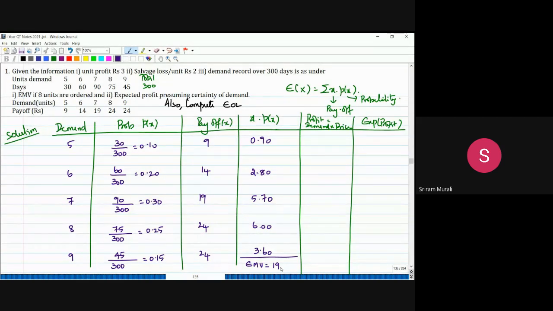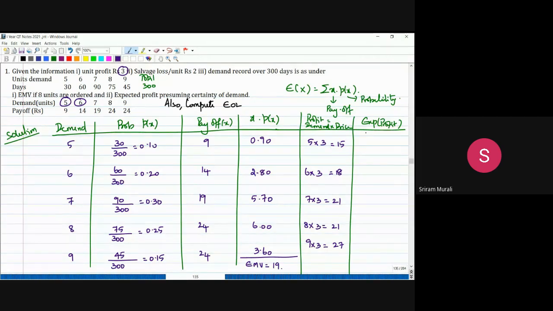What is the profit here? 3 rupees. So what is the quantity demanded? 5. 5 into 3, then 6 into 3, then 7 into 3, 8 into 3, 9 into 3. If you take everything, now this is the profit.